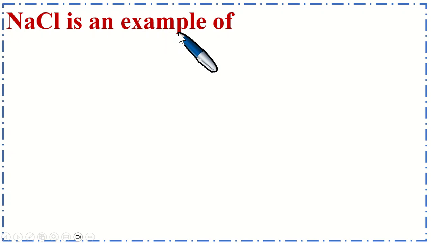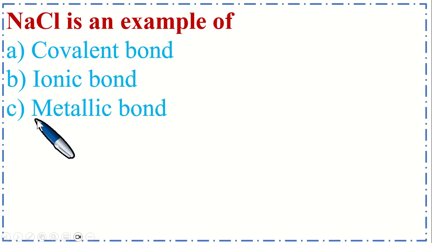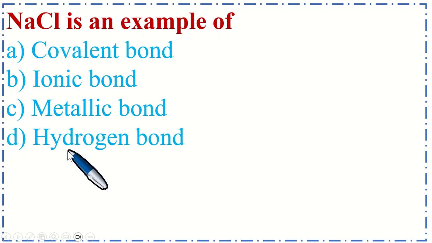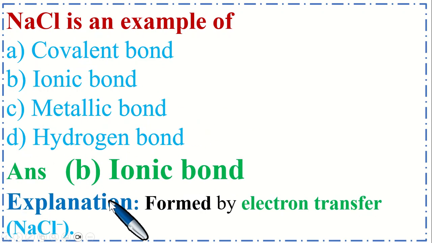NaCl is an example of: option A, covalent bond; B, ionic bond; C, metallic bond; and option D, hydrogen bond. So the correct option is B, ionic bond, formed by electron transfer, which is NaCl.